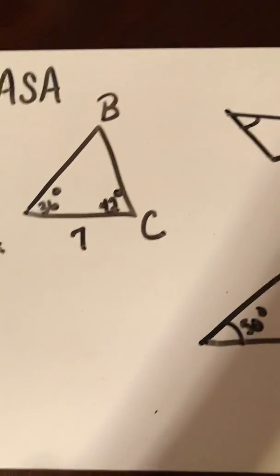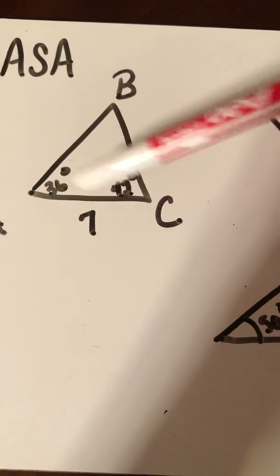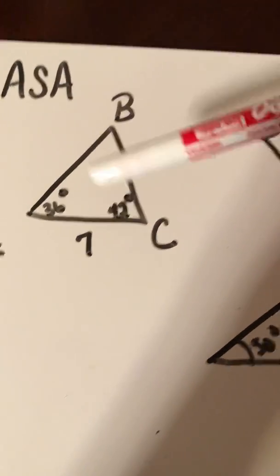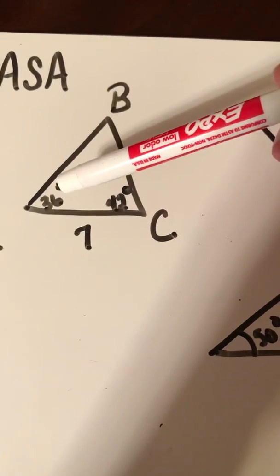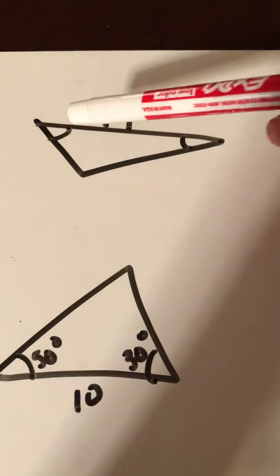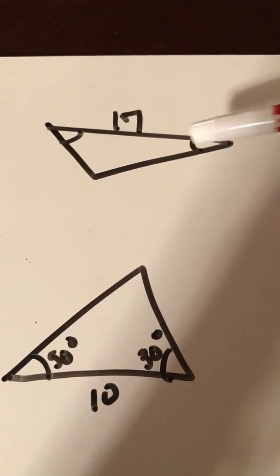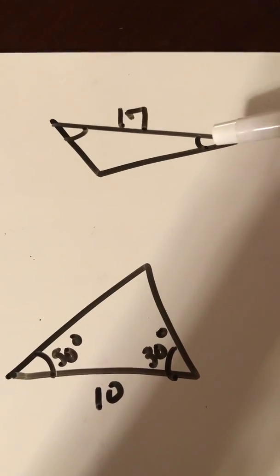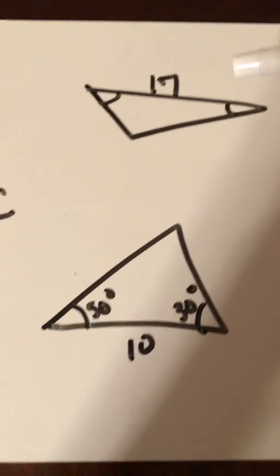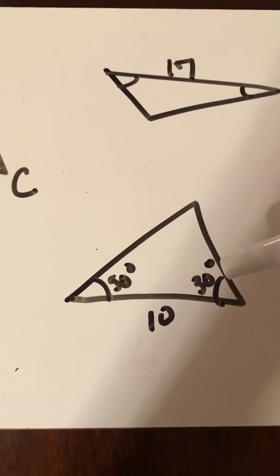Now, the next one is going to be angle, side, angle. When you have angle, side, angle, the side has got to be in between the two angles you're given. So, angle, side, angle. Look right here. Angle, side, angle. The two angles that you are given share this common side. That's what makes it angle, side, angle. Same thing here. Angle, side, angle.